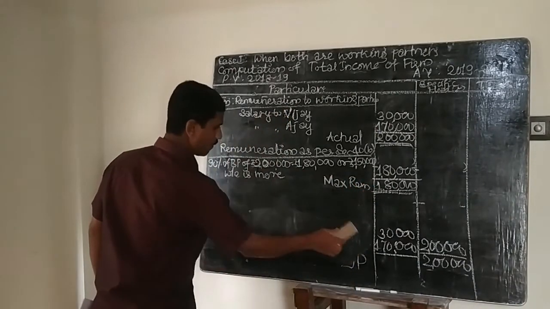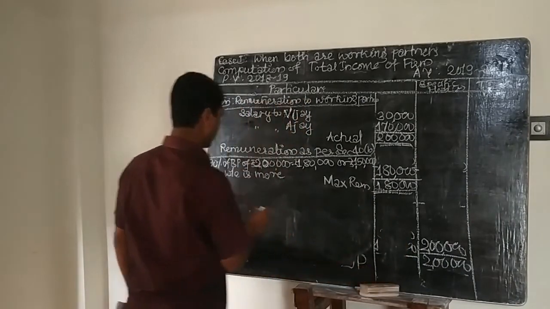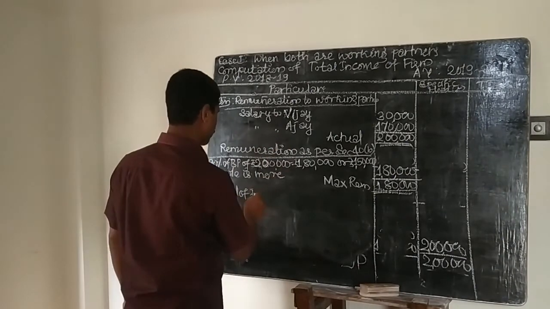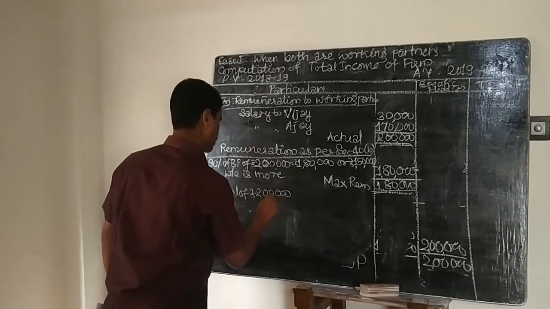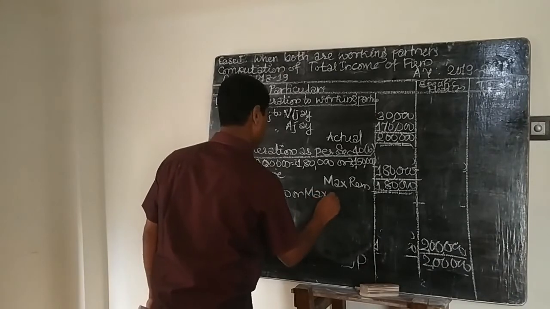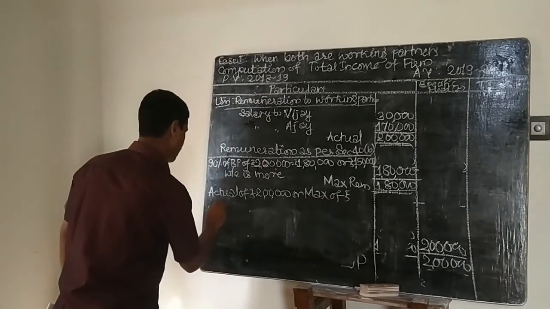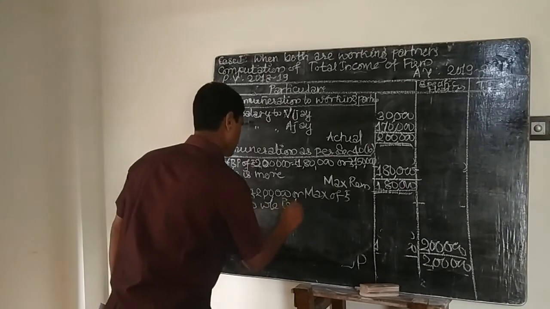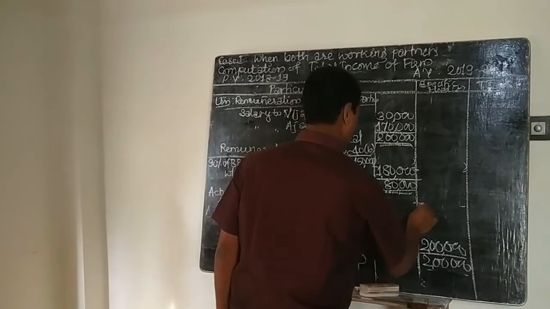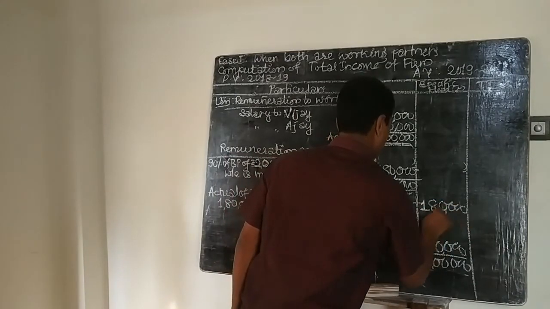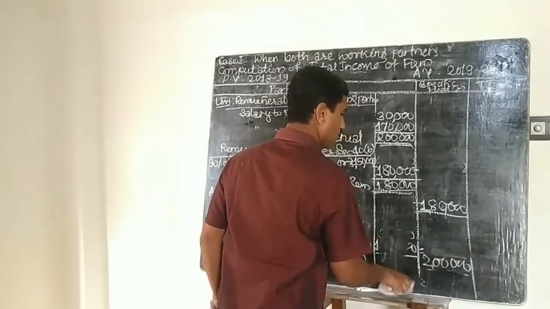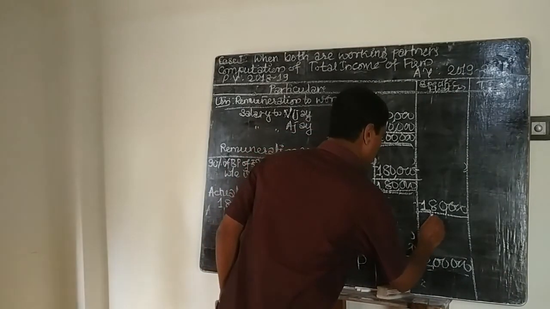So now we should compare the actual. How much have we got as actual here? Rupees 2 lakhs. So 2 lakhs or maximum of rupees 1,80,000, whichever is less, so that comes to rupees 1,80,000. We should deduct this amount from the book profit. We have the book profit as 2 lakhs here. So 2 lakhs minus 1,80,000, we get 20,000 as income from business.